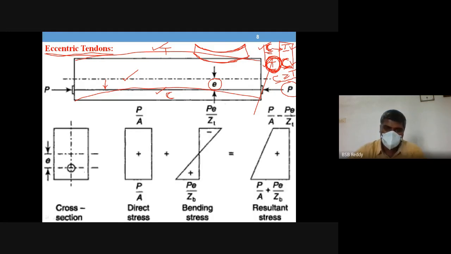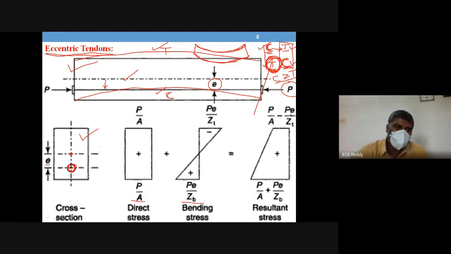Now let us see the stress values that will develop because of this tendon arrangement. Okay, so this is the cross section and this is the sectional elevation. In the cross section, you see the provision of the duct is here. The tendon is inside this duct, and the distance between the CG of the tendon and the CG of the concrete cross section is small e, that is nothing but eccentricity. So this is going to create two types of stresses, one is direct and the other is bending stresses.